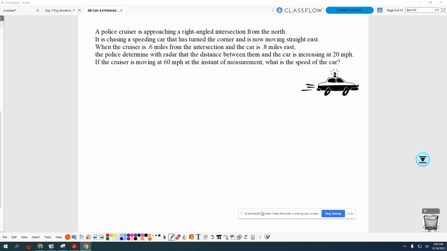All right, David, how do we draw this picture? It's kind of like an X and Y graph, so the plus sign. Then you have the cop car at the top, and the person in the other car to the right. The cop car to the middle is 0.6, and the center to the other thing is 0.8, I think. Okay, the words are right here. The cop car is approaching a right-angled intersection from the north, so it's coming this way.